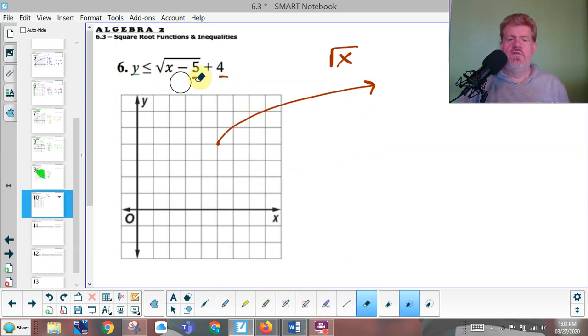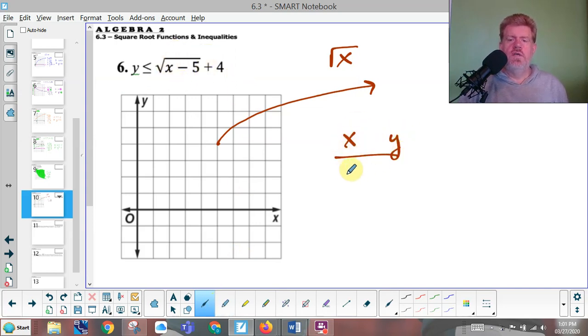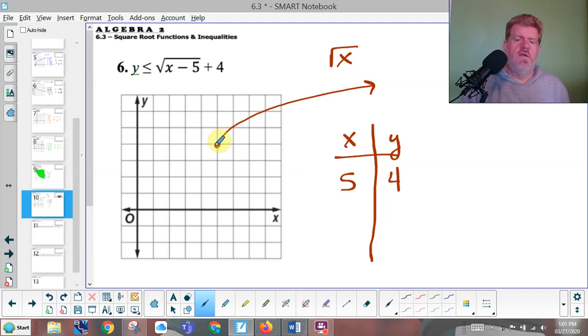Let me take this out of the way. Let's pick some points. Okay, what makes that equal to 0? 5. So if I choose 5, 5 minus 5 is 0. Square root of 0 is 0. 0 plus 4 is 4. So right there, 5, 4. I can probably pick another point. 6, because 6 minus 5 is 1. The square root of 1 is 1, and 1 plus 4 is 5. So 6, 1, 2, 3, 4. Not bad. Not bad.